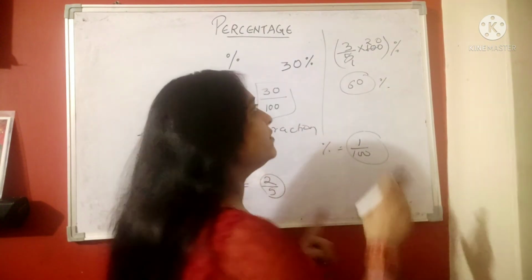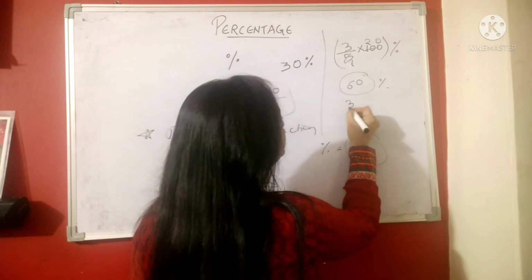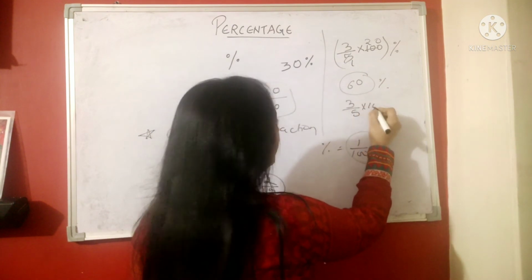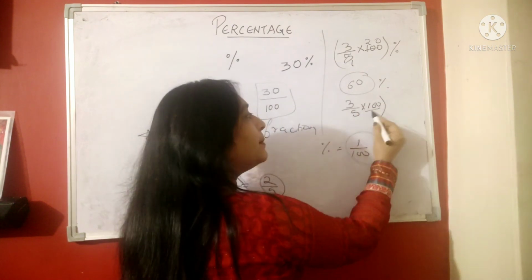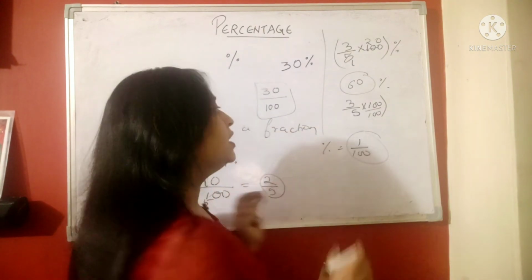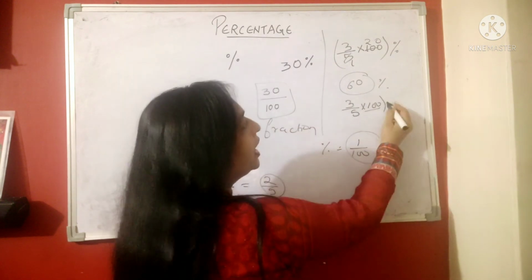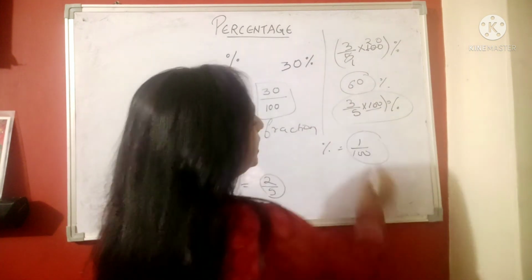Now you must be thinking why I have multiplied it by 100. What I have done is 3 upon 5 into 100, right? Now whenever we multiply and divide by any number, that doesn't affect the value at all. So this denominator 100, instead of writing the digits, I have placed the percentage sign.